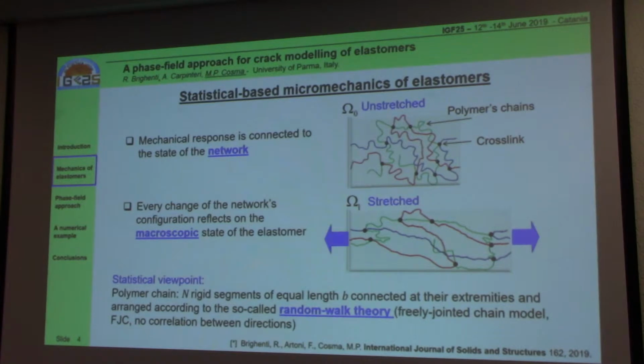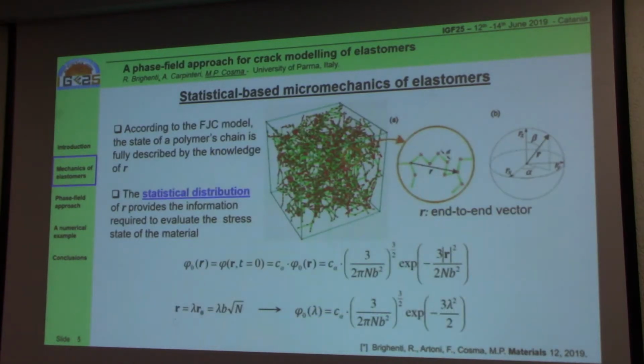So, since we use phase field to model cracks in elastomers, let me briefly show our micromechanical model. The mechanical response of a polymer is connected to the state of the network, and every change of the network configuration reflects on the macroscopic state of the elastomer. From a statistical point of view, this is the network of a polymer. Inside the network, we have a chain. A chain is made of n segments which are connected together. We call this segment the Kuhn statistical segment.